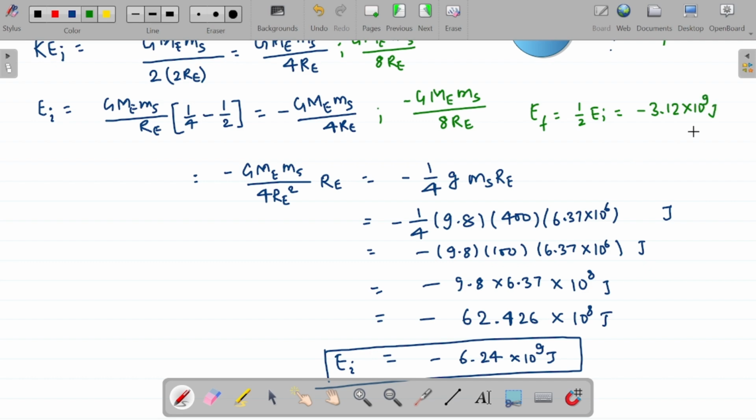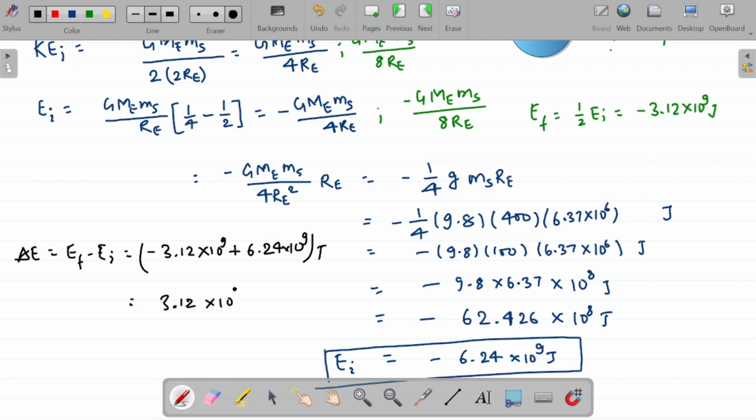Look, these values are approximated ones. Okay, so final energy is here and initial energy is here. You can easily obtain the change in energy. So let's say the change in energy is delta E, that is final energy minus initial energy, and then you will have minus 3.12 into 10 to the power 9, and minus of this thing will be plus, so 6.24 into 10 to the power 9 joule. Or we can write simply, it will be 3.12 into 10 to the power 9 joule.